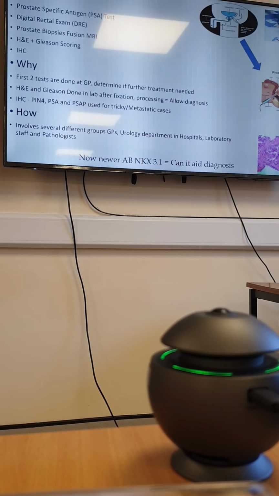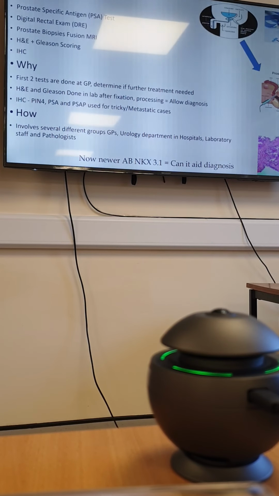And then if there are any issues with deciding whether it's prostate cancer, we can also do an IHC, which I'll cover in a bit more detail later on as well. As I said, the first 2 tests are done in the GP practice to determine if any further treatment is needed, and the H&E Gleason is done in the lab after processing. The IHC is PIN4, which covers prostate intraepithelial neoplasia, and it uses 3 different antibodies, CK HMW, P63, and also AMACR, which are a dual cocktail, and that assists the pathologist with the Gleason scoring and determining if it's cancer or benign hyperplasia.